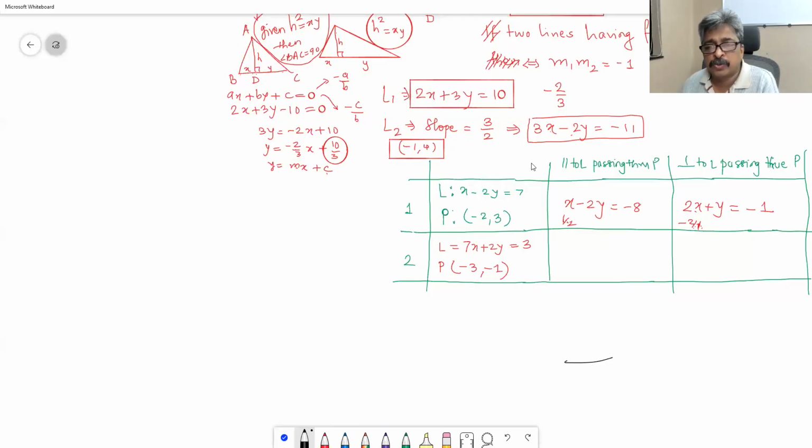Okay, the answer for the first question: x minus 2y is equal to minus 8, and 2x plus y is equal to minus 1. The slope of this line is half, the slope of this line is minus 2. Therefore, m1 times m2 is minus 1.